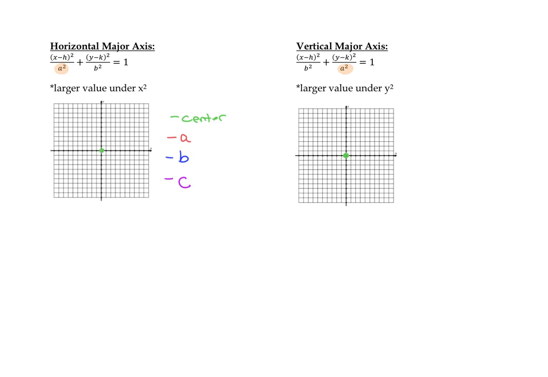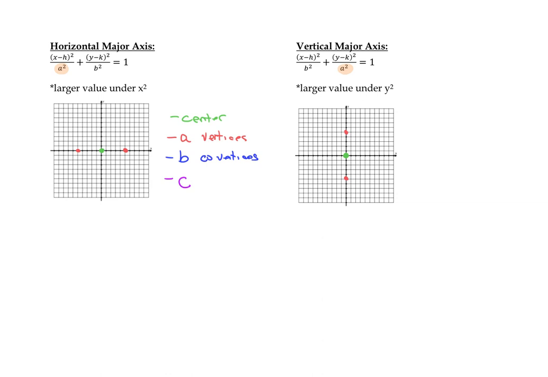And then I'm going to make my A value in the horizontal. Let's make that 5. So these are for the vertices. And on the horizontal, I'm going to make it 5. And then my B value, let's make it 3. And these would be the co-vertices.